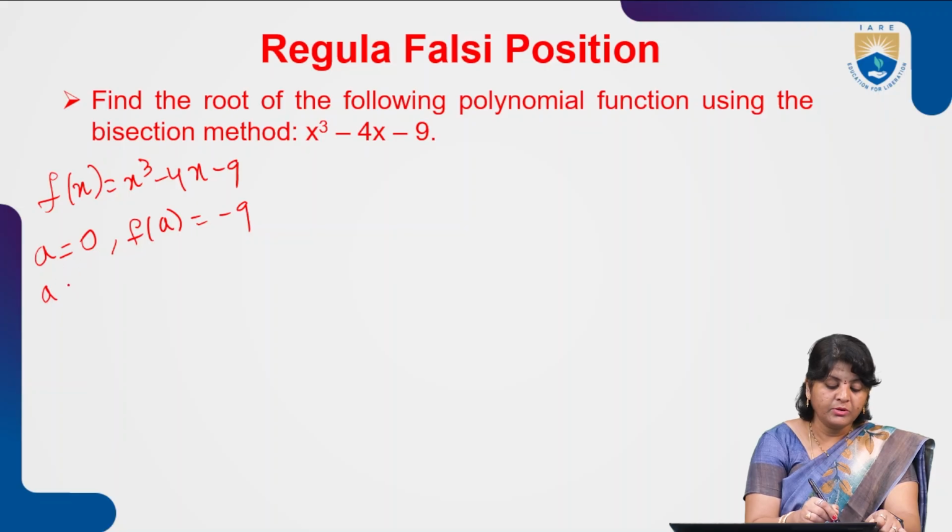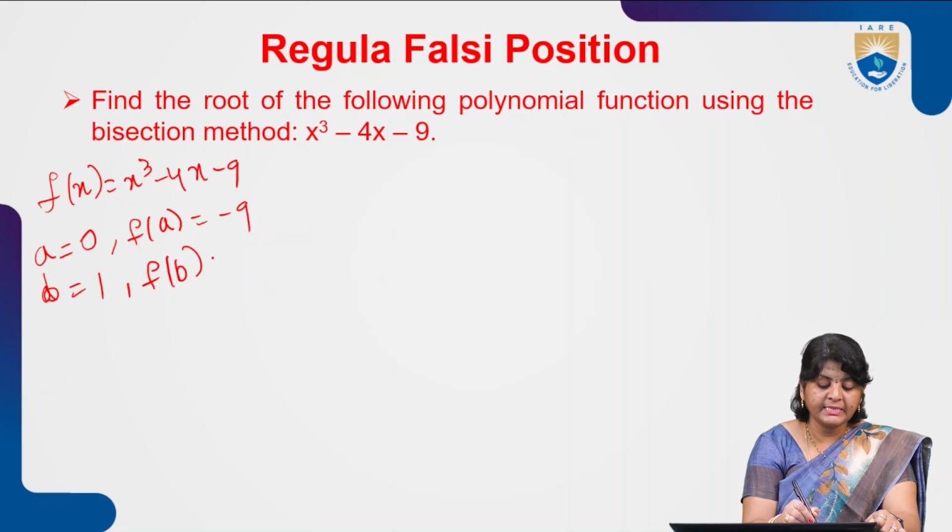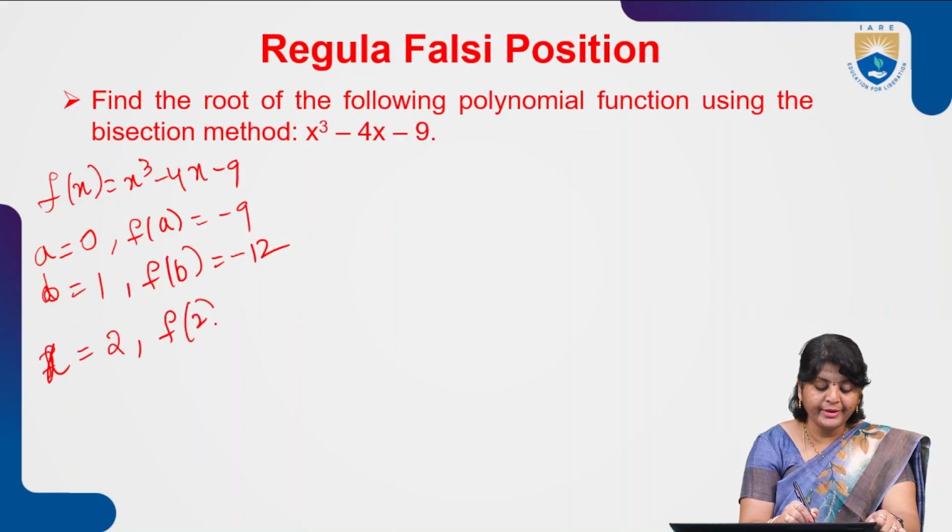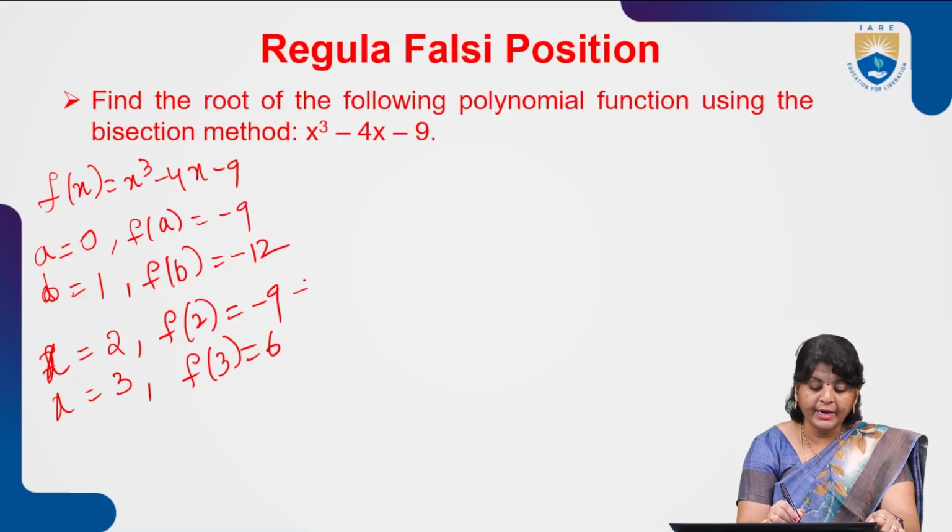Next, other value. I will take b is equal to 1. So f of b is minus 12. Again, I will change this value. Instead of a, b values, I will take x is equal to 2. So f of 2 is equal to minus 9. And x is equal to 3. F of 3 is equal to 6. So we got a negative value and a positive value.